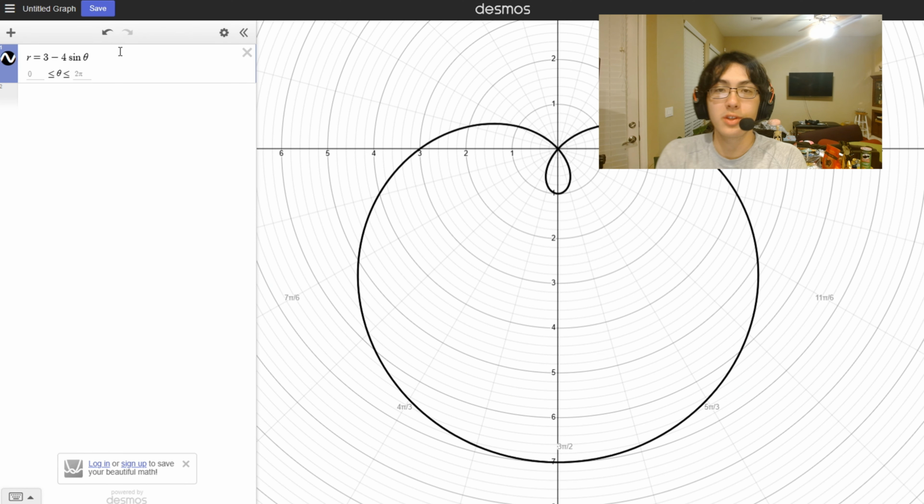Before we move on to the dimple limacon, there's one last thing I want to mention for all these limacon equations in general. When you have a plus or minus sign here, you do not have to count it when you're doing a minus b or a plus b. I probably should have specified that.